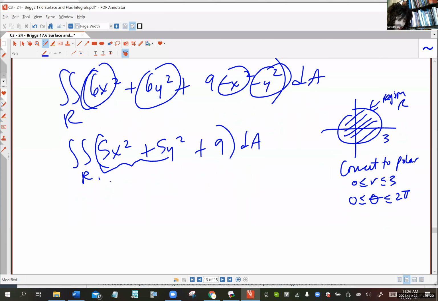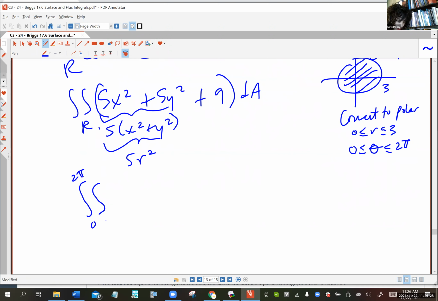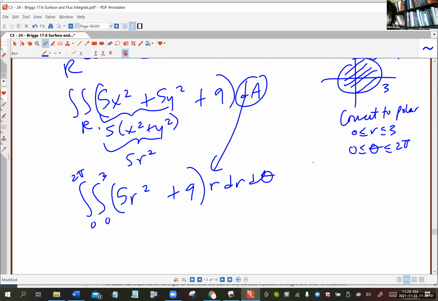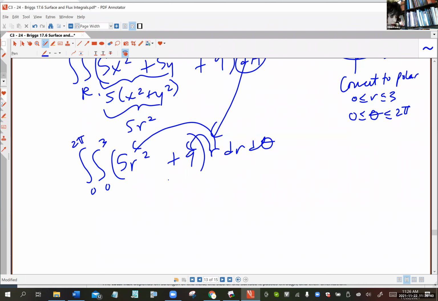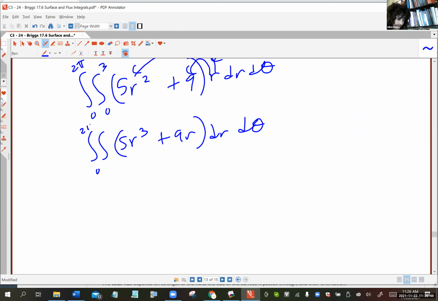Okay, so the first two terms here, if I factor out a 5, will convert to 5r squared. So here is what it looks like when I convert to polar. And then the area element, be a pirate, r dr d theta. Let's distribute the r before we integrate with respect to r, so we don't blow this. This is a pretty easy integral, nothing special to do. What do I have here? 5/4 r to the 4th plus 9/2 r squared, going between 0 and 3.